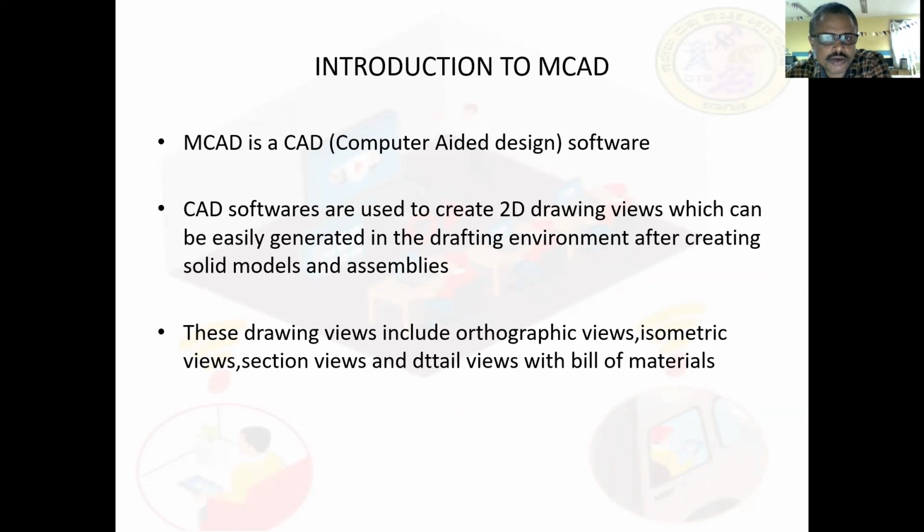So you can generate the orthographic views. In the previous year, you have created the orthographic views. Here in solid modeling software or any other CAD software, you can generate the orthographic views with the solid models and assemblies. Then using the CAD software, you can also have the orthographic views, isometric views, sectional views, and detail views with bill of materials.